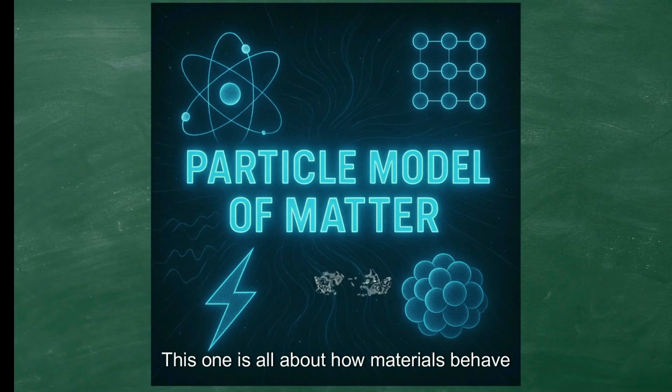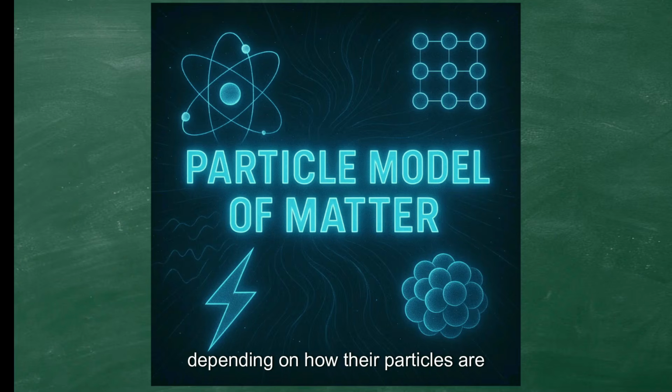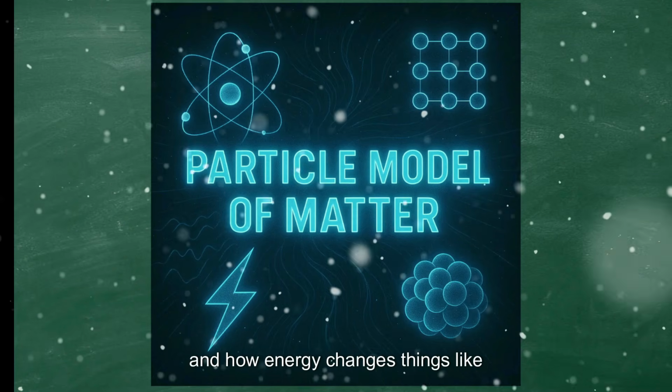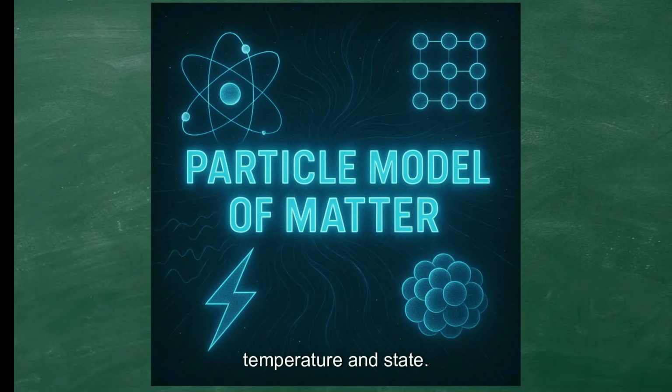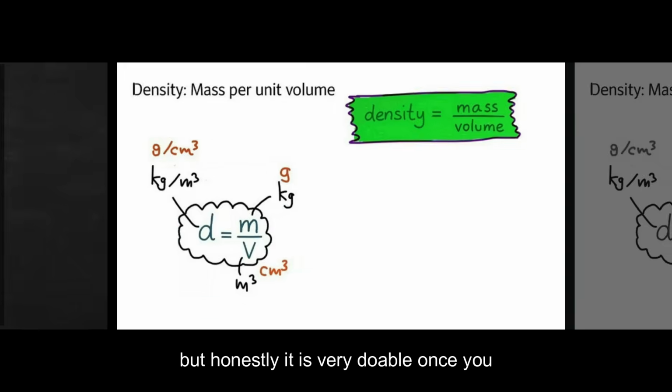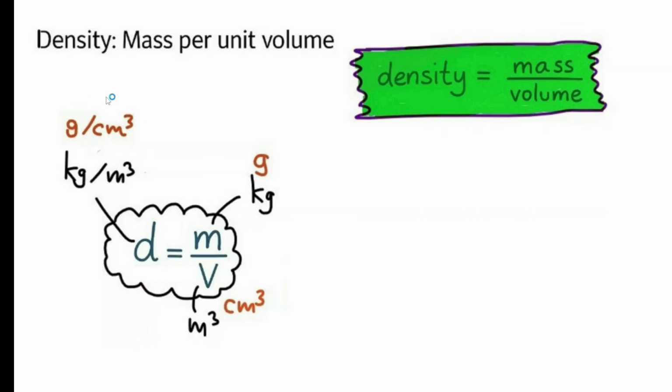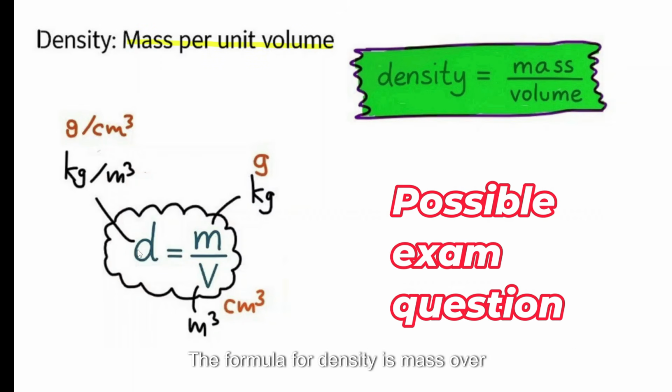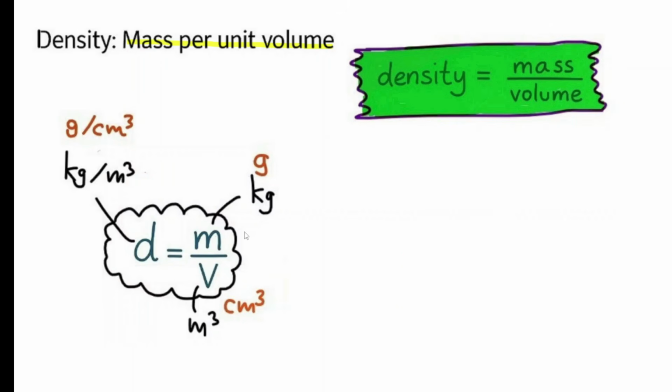This one is all about how materials behave depending on how their particles are arranged and how energy changes things like temperature and state. Sounds fancy, but honestly it is very doable once you break it down. First off, density. Density is defined as mass per unit volume. The formula for density is mass over volume. You can write it as D equals M over V.